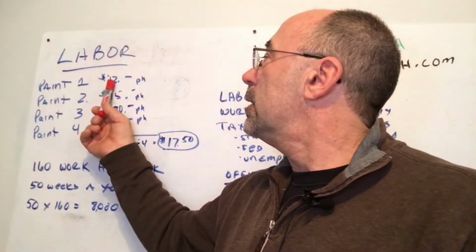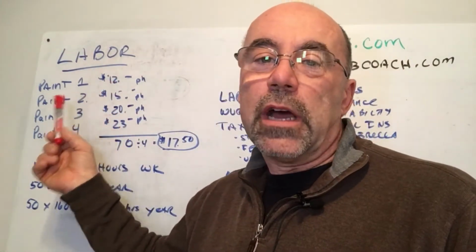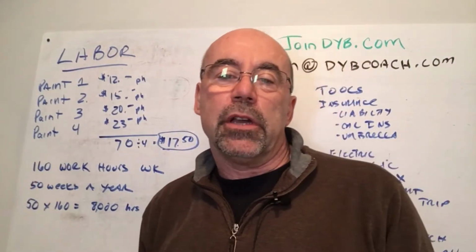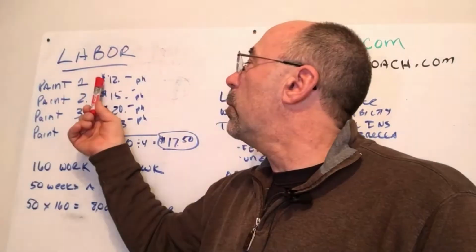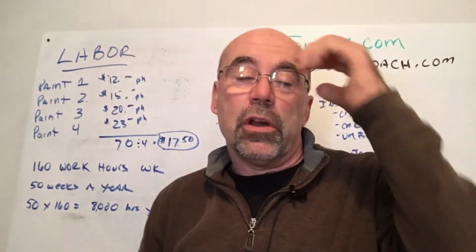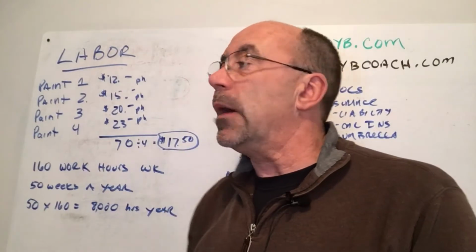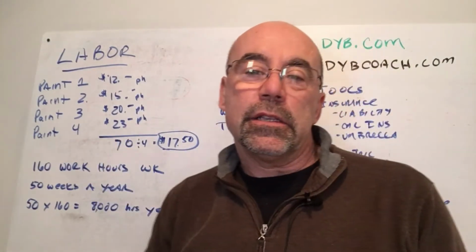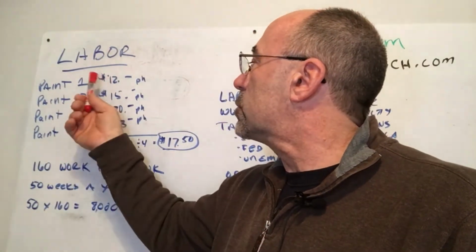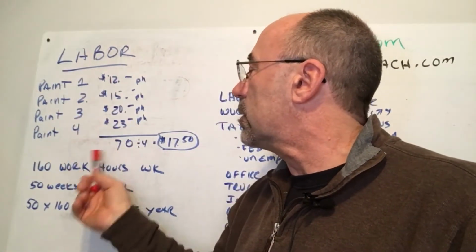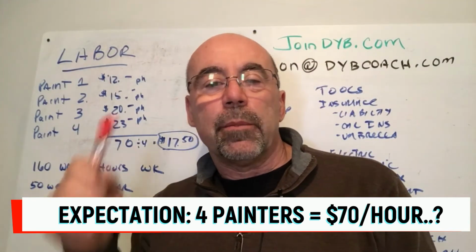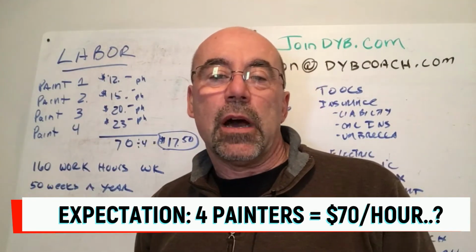But anyways, the painter one is making $12 an hour. Of course, this is different for every single company. I just took a bunch of numbers and threw them up there. So painter one is $12 an hour. Your second painter is at $15 an hour. Your third painter, he's pretty good. He's at $20 an hour. And Mr. Crew Leader is at $23 an hour. So if you just look at those, real quickly, 12, 15, plus 20, and 23 is $70 an hour. So these 4 guys in the back of your mind are costing you $70 an hour.